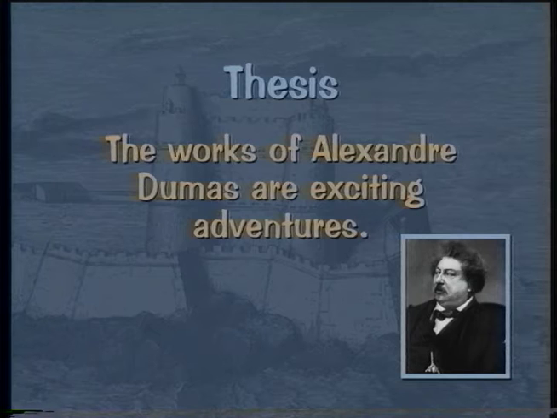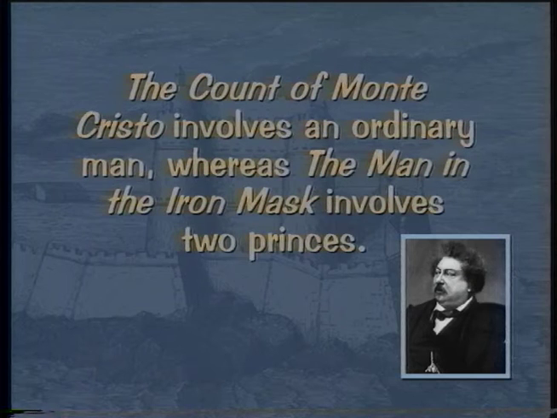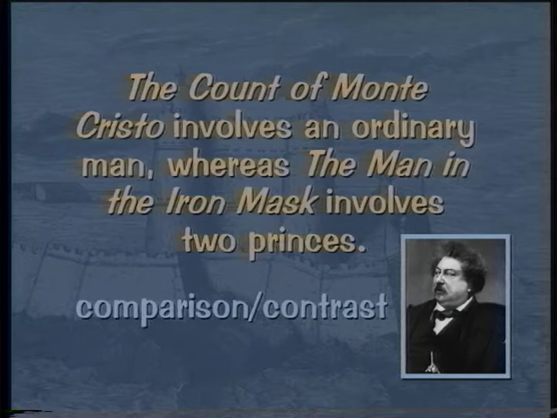All right, let's try this one. Let's say the thesis of the entire work is the works of Alexander Dumas are exciting adventures. Kind of bland, but it opens up what we want to do. Now, this is perhaps my first topic sentence. The Count of Monte Cristo involves an ordinary man, whereas The Man in the Iron Mask involves two princes. What is that? What type of development? Yes, I'm doing comparison contrast. See the whereas there? That's a big idea. And then we have the big clue, I may say. And we have the two ideas that we are comparing, and in this case, contrasting.